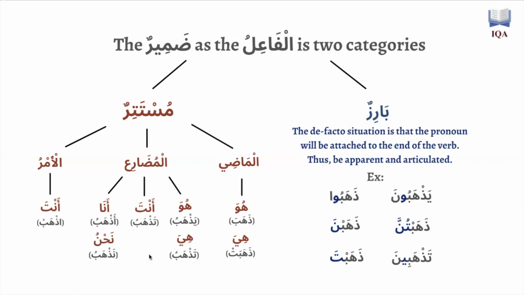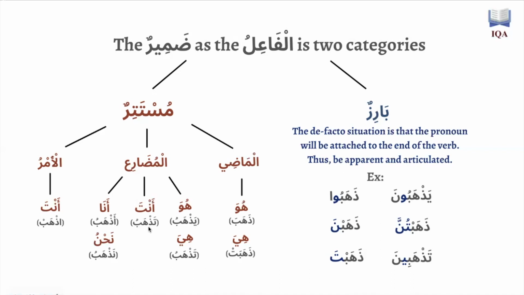And in the mudari', there are a few more scenarios. Huwa and hiya, same thing. Yadhabu, he is going. Tadhabu, she is going, feminine. In these two scenarios, the ضمير, which is huwa or hiya, coming as a fa'il is mustatirun, is hidden. It's not the ya that you see at the beginning, and it's not the ta that you see at the beginning, but rather it's mustatirun.